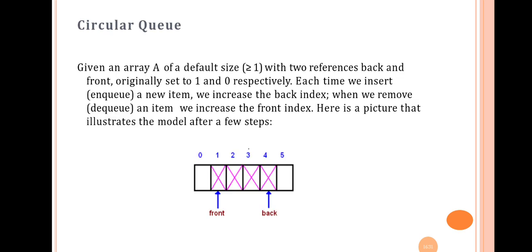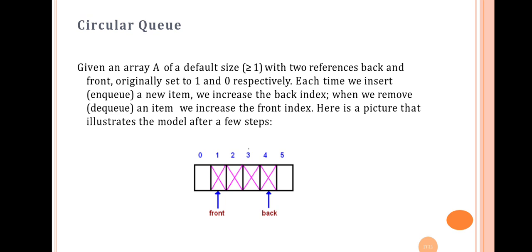Next is the circular queue. Given an array A of default size greater than or equal to 1 with two references, back and front, originally set to -1 and 0. Each time we insert a new item, that is enqueue, we increase the back index. When we remove, meaning dequeue, an element, we increase the front index. Here is a picture that illustrates the model. So here is the front and then the back. Each time we insert a new element, it will increase the back index.